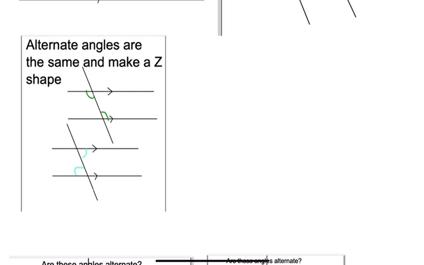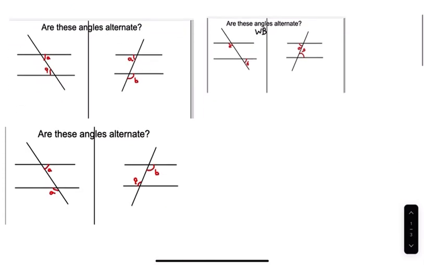So these 2 angles here are alternate, and you'll see here they actually make a Z shape. And those 2 angles are the same. Now they can also make a backwards Z. So here, these 2 angles are the same. First of all, we're just going to be having a look at identifying whether 2 angles are alternate or not.